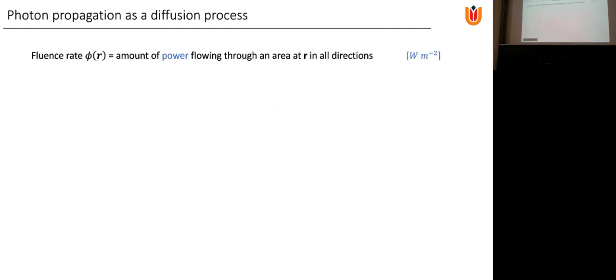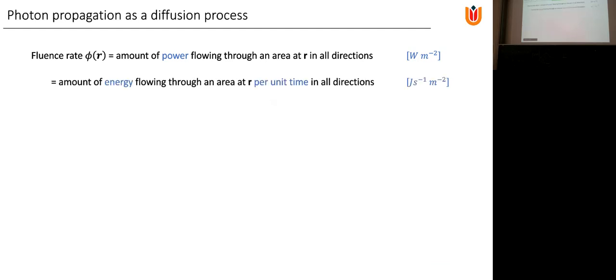So this diffusion equation is generally set up for the fluence rate, because that was the radiometric quantity of most interest. So we'll do that. The fluence rate was the amount of power that flows through an area at some position into all directions. Power is, of course, the energy per unit time. So it is the amount of energy flowing through an area per unit time in all directions, joule per second per square meter.